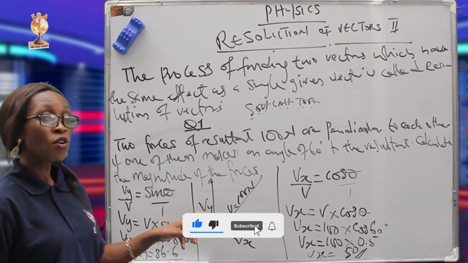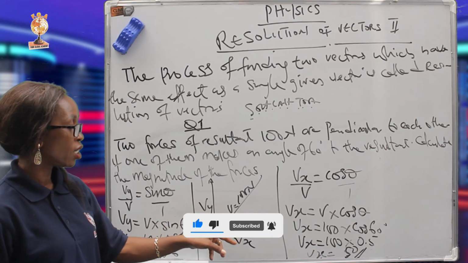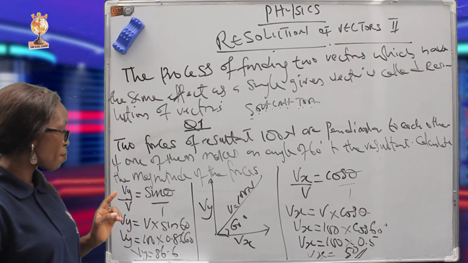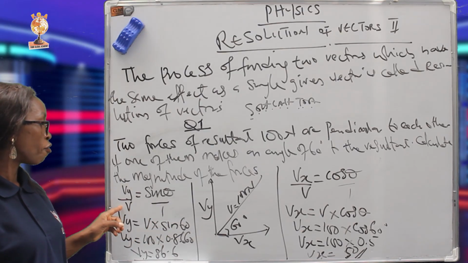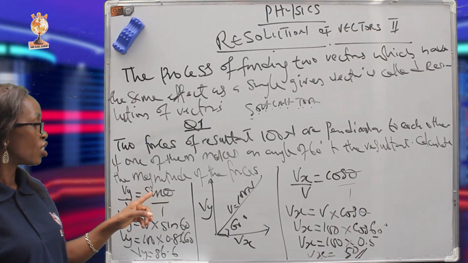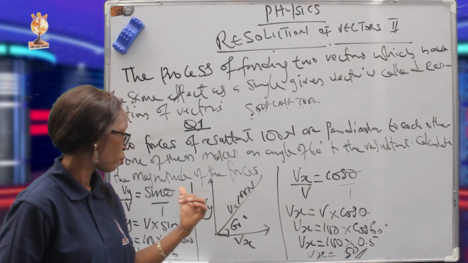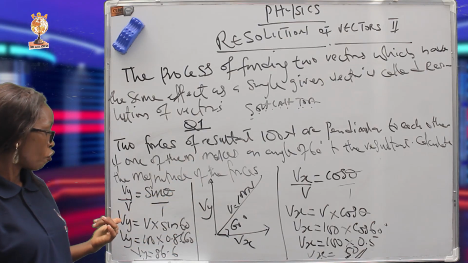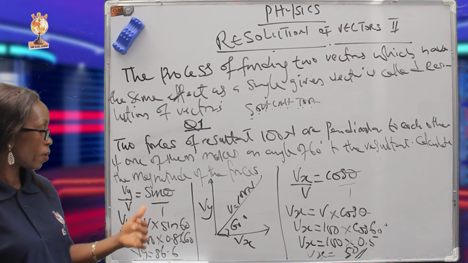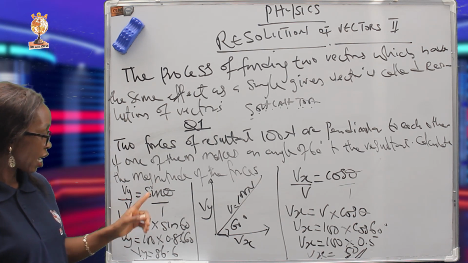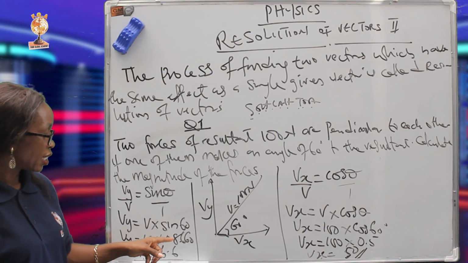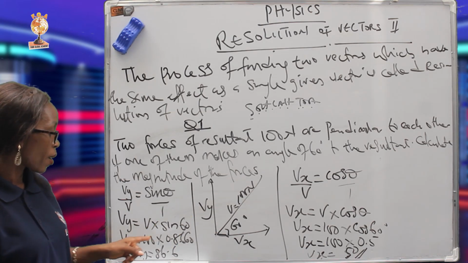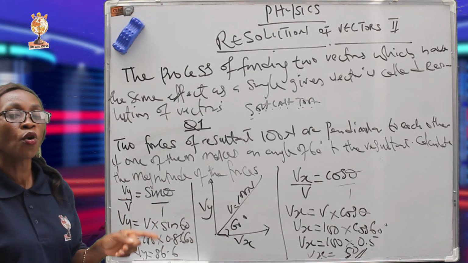Now, what is my Vy? I already know that Vx is 50. My resultant is given to us in the question as 100. So what is my Vy? In the same manner, Vy over V is equal to sine theta. Now the function changes, no longer cos but sine, because it is the vertical component. So Vy is equal to V, if I cross multiply, V times sine theta. V is 100. Sine 60 is 0.8660. And if I multiply together, Vy becomes 86.6.